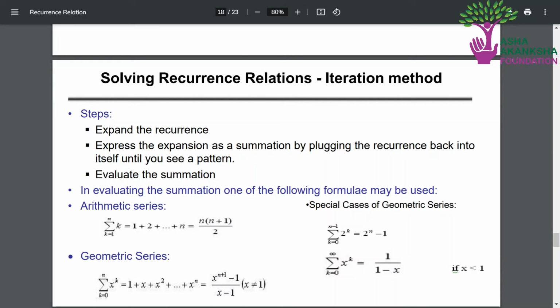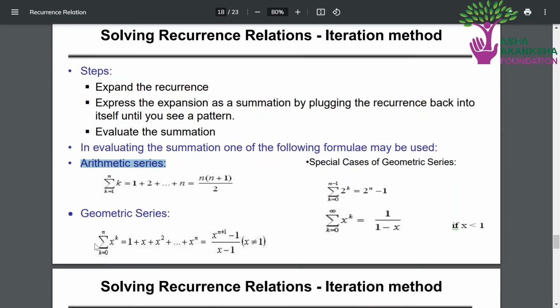In evaluating the summation, these formulas may be used, like for arithmetic series. You have learned in class 10 that the sum of AP is equal to n into n plus 1 by 2. Sum of GP is equal to 2 to the power of n minus 1. Sorry, this is GP. So the sum of GP is equal to x to the power of n plus 1 minus 1 by x minus 1. These are some specific cases of GP.